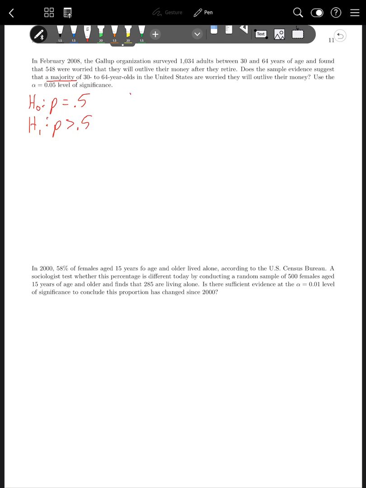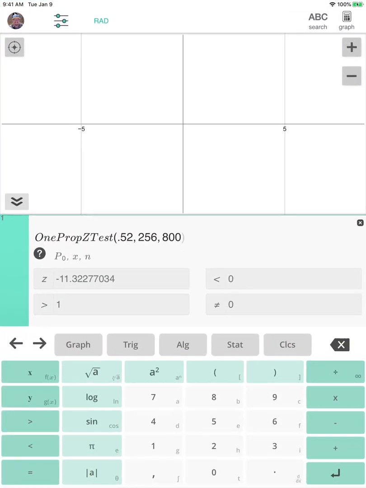Okay? But now we can still use one prop z test. Our p naught is 0.5. Our x is 548. And our n is 1,034. Okay? So now we can put that in our calculator.